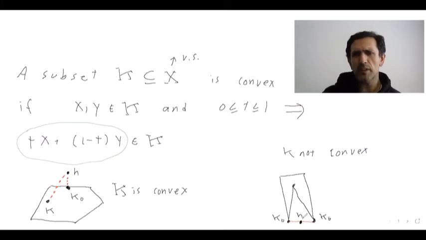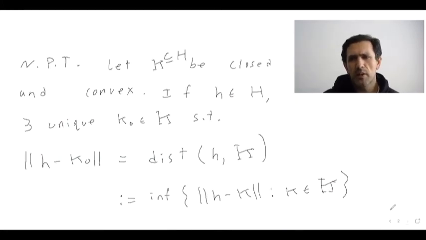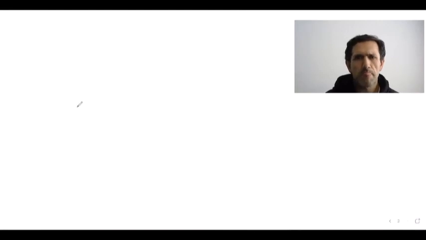Then graphically, it's at least reasonable that if H is a midpoint here, then both these distances are going to give me the minimum distance between H and anything else in big K, which means that there is not a unique element in big K that gives me this distance. There's two of them here. So without convexity, you don't necessarily have uniqueness.